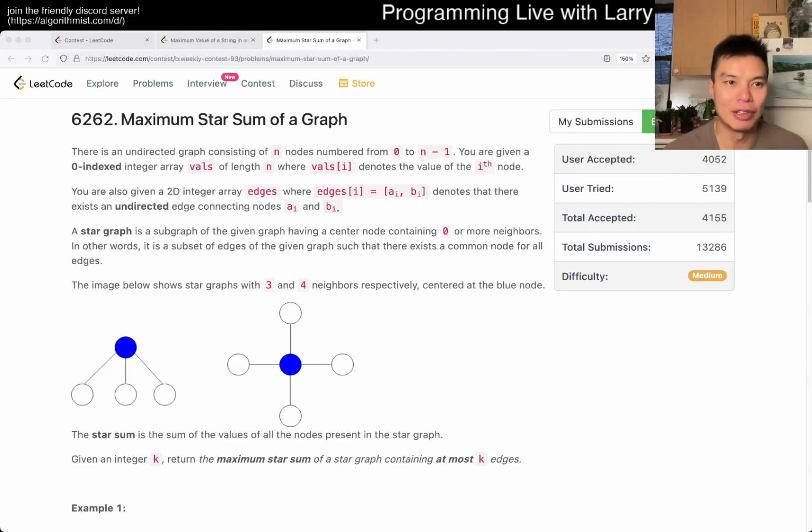Hey everybody, this is Larry. This is me going with Q2 of the bi-weekly contest 93, maximum star sum of a graph.